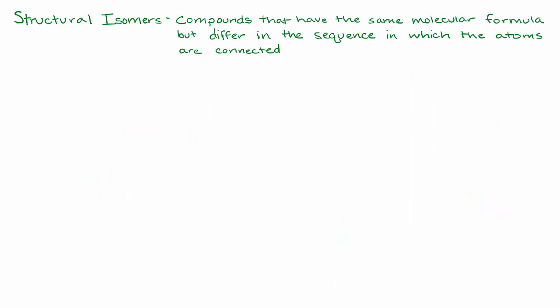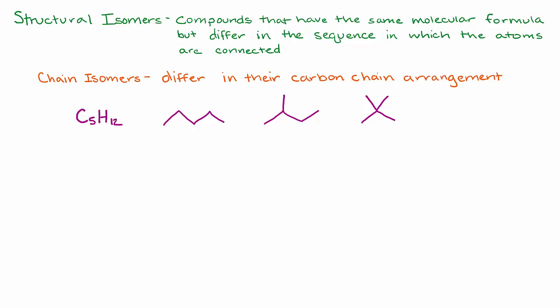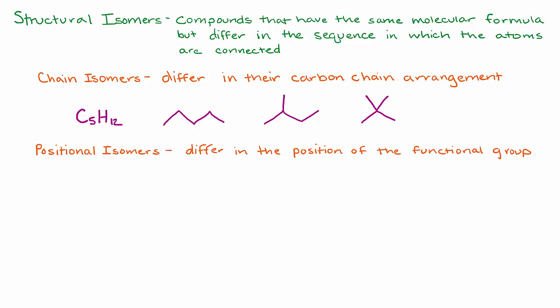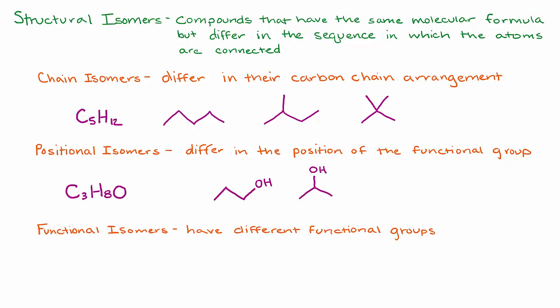C5H12. Structural isomers are compounds that have the same molecular formula but differ in the sequence in which the atoms are connected. More specifically, the 3 structural isomers of C5H12 pentane are chain isomers, a subset of structural isomers. Chain isomers differ in their carbon chain arrangements. There are 2 other types of structural isomers, positional isomers and functional isomers. Positional isomers differ in the position of their functional group, and functional isomers have different functional groups altogether.